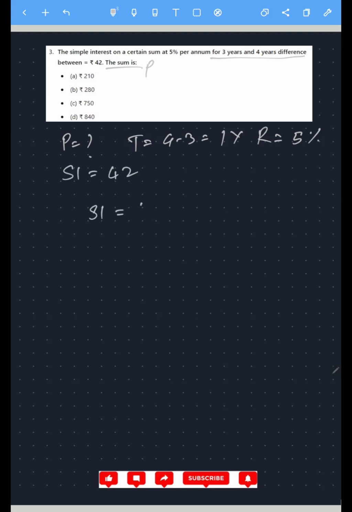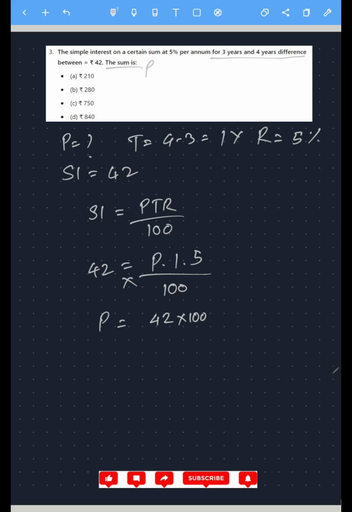We know simple interest is equal to PTR upon 100, that is nothing but 42 equals P times 1, that is year, into 5 divided by 100, cross multiplication, P equals 42 into 100 divided by 5. 5 ones are 5, 5 20s are 100, okay, 4 2s are 8, 2 2s are 4, and then 1 remaining 0, so the principal is equal to 840.